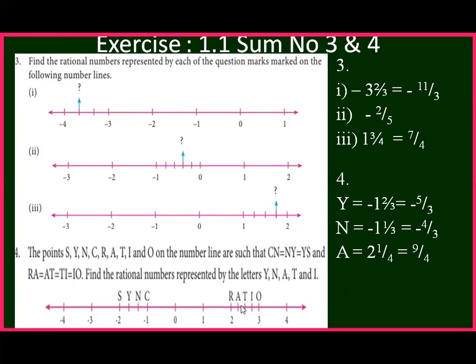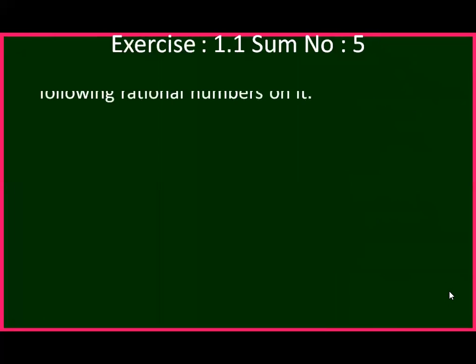A is over this side, which is between 2 and 3, and it's divided into 1, 2, 3, 4 parts. And A is in the first position. So 2, 1 by 4, which is 9 by 4. T, 2, 2 by 4, which is 10 by 4. And I, 2, 3 by 4, which is 11 by 4.